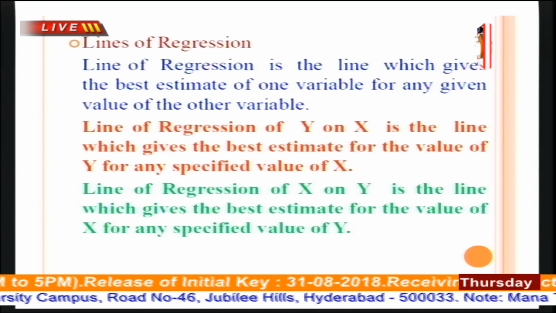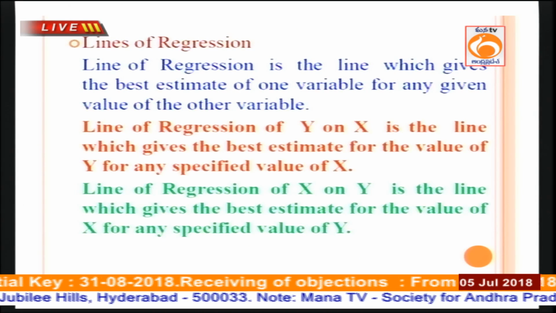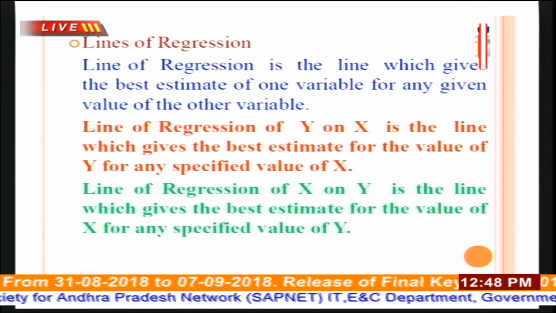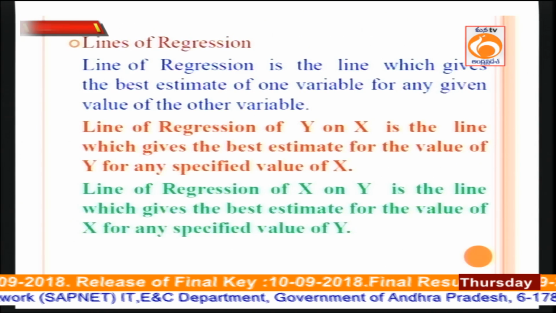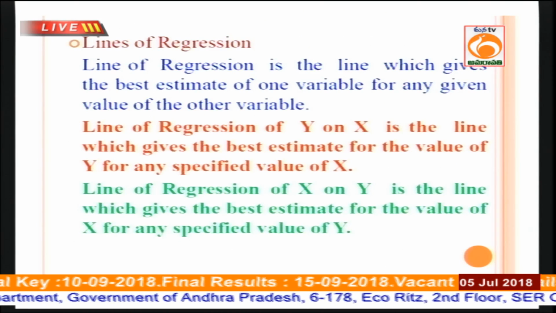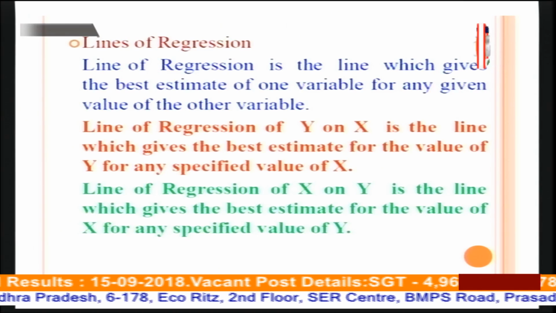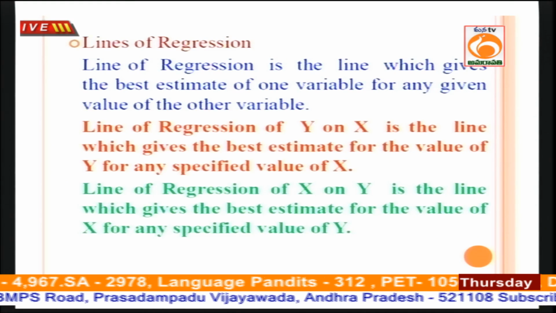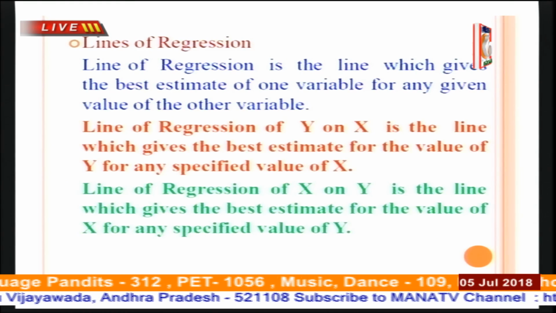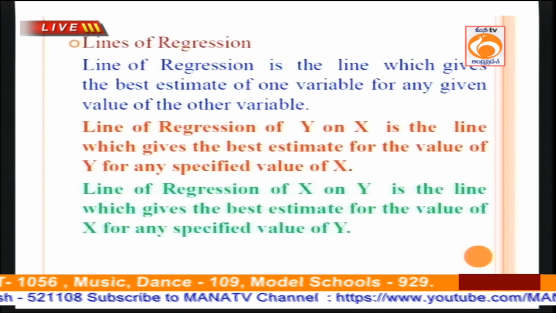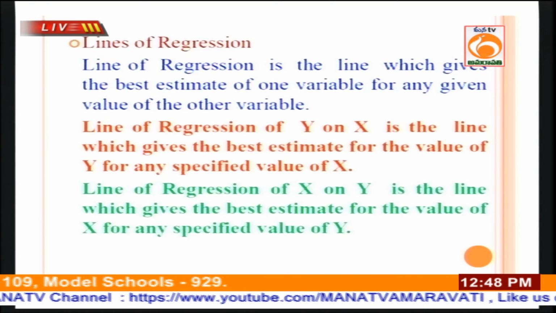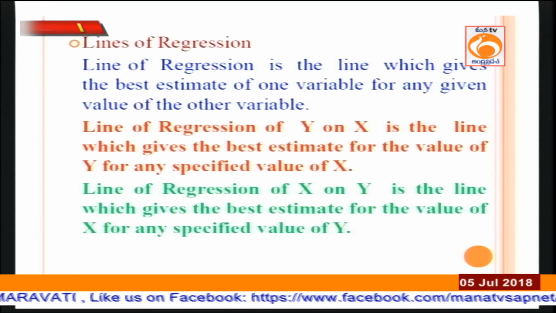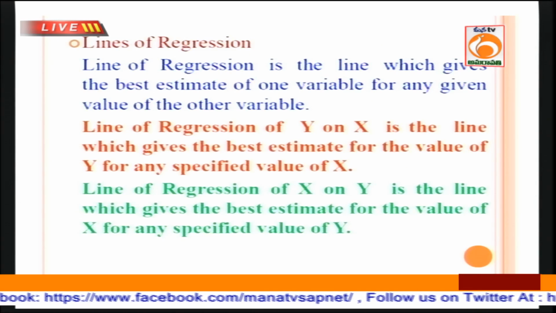Lines of regression. There are two lines of regression. One is the line of regression of y on x, the other is the line of regression of x on y. A line of regression is the line which gives the best estimate of one variable for any given value of the other variable. Suppose some data is collected from the classroom, marks in mathematics and marks in statistics. Is there any relation here? We have to identify the relation and construct the regression line equation. If you know the mathematics marks, we can estimate the statistics marks. If you know the statistics marks, we can estimate the mathematics marks.